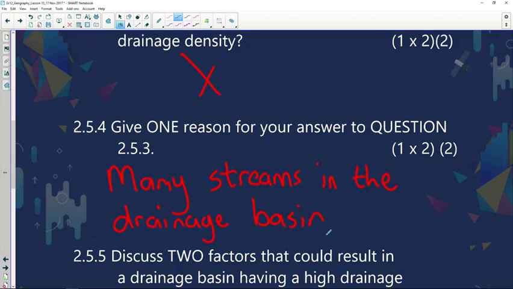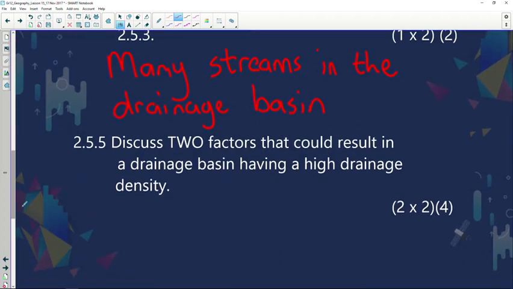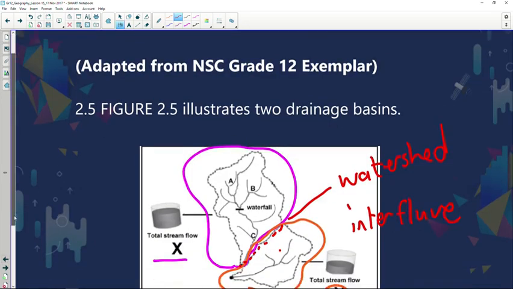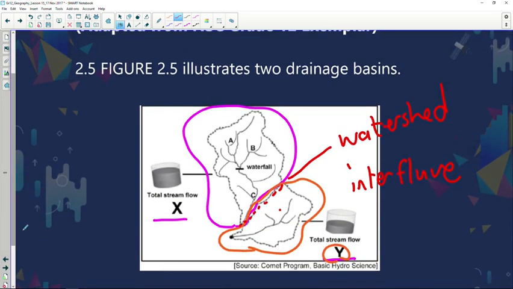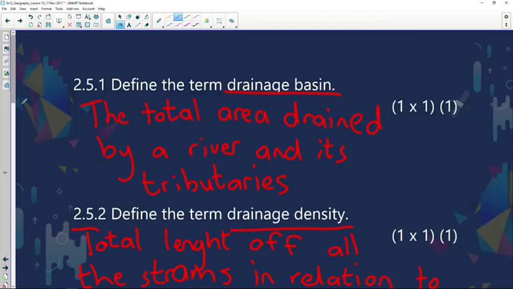Discuss two factors that could result in a drainage basin having a high drainage density. Now why, if we look at this, two factors, how come drainage basin X has got a much bigger density, if you look at the total amount of stream flow over there, than drainage basin Y? And the factors can be any of the following. There's the amount of vegetation. So let's say an area is covered with a lot of vegetation. Is it going to promote surface runoff or groundwater runoff?